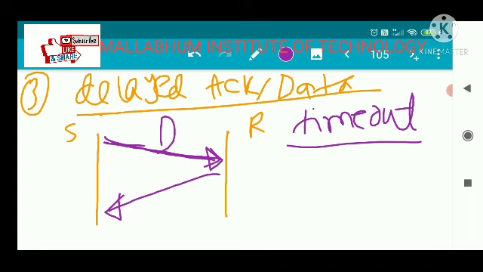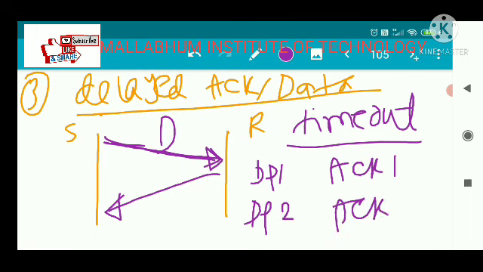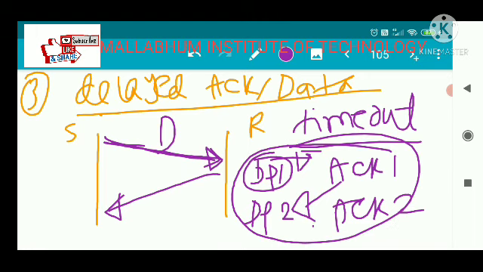That means this is data packet 1, this is acknowledgement 1, this is data packet 2, this is acknowledgement 2. Data packet 1 has been sent and its acknowledgement has been received. So there is a mismatch because of the delayed data or the delayed acknowledgement. So this is the third problem, due to delayed acknowledgement or delayed data.